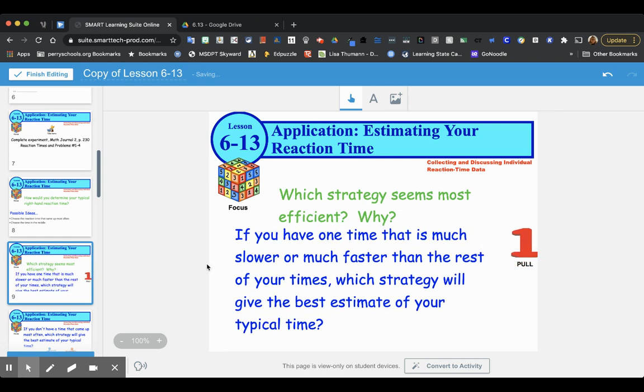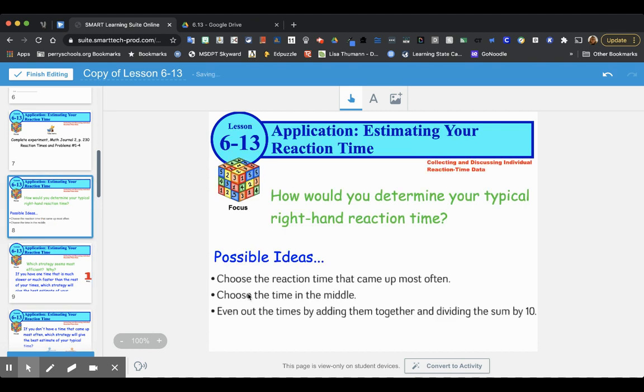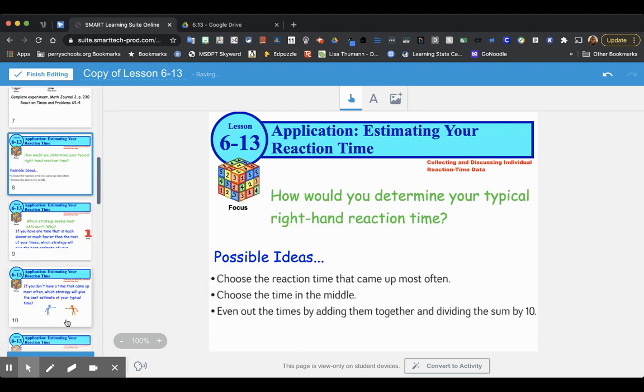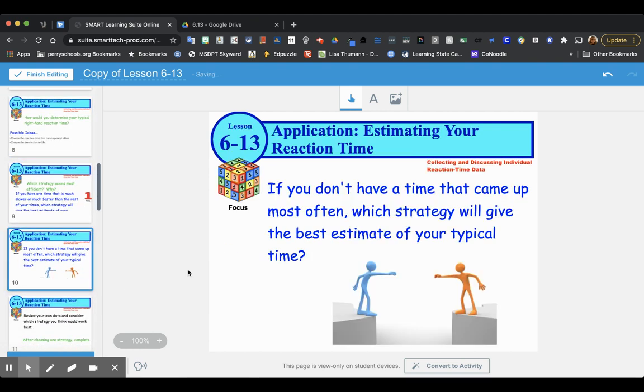Why? If you have one time that is much slower or much faster than the rest of your times, which strategy will give the best estimate for your typical time? Remember, we're thinking about these 3 possible ideas. If you don't have a time that came up the most often, which strategy will give you the best estimate of your typical time?